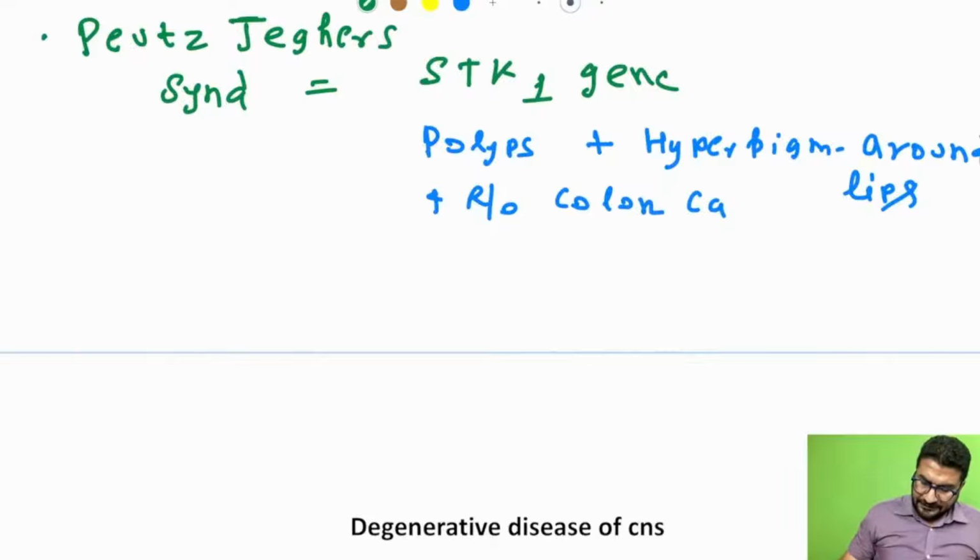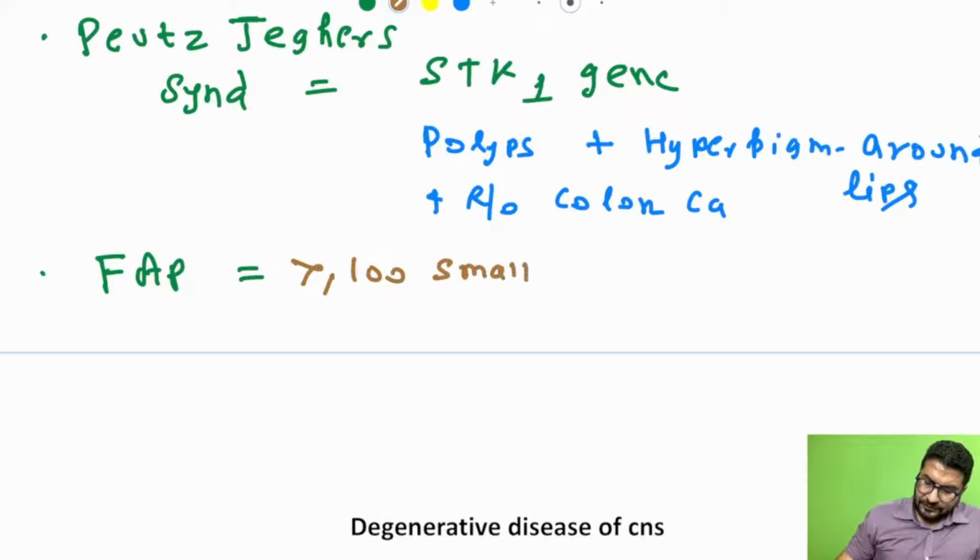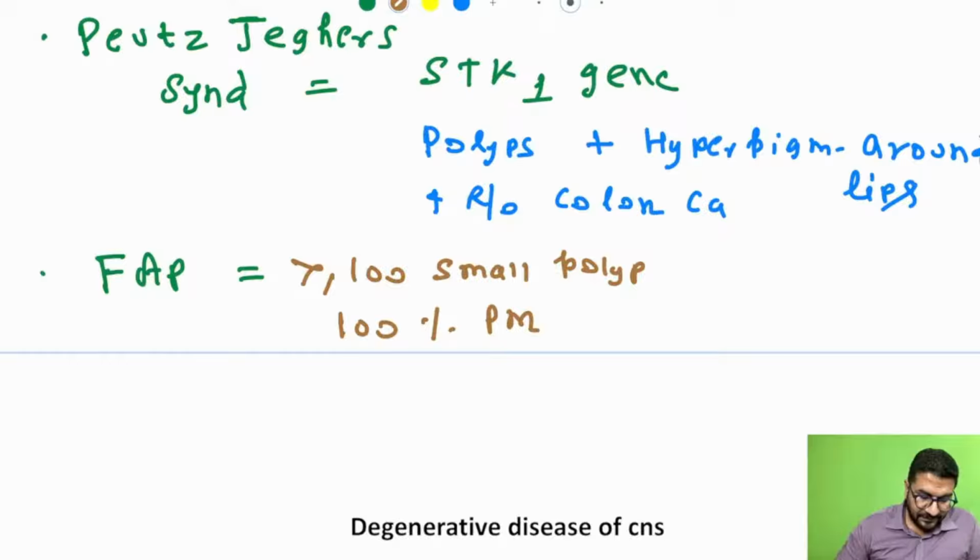Then next important condition which you have to remember is called FAP. FAP means familial adenomatous polyposis. अब इसको ध्यान से समझो, इससे क्वेश्चन कई सारे एग्जाम में पूछते हैं. So what you know about FAP? Understand this thing. Here you will notice patient will have more than 100 small polyps. 100 से भी ज़्यादा छोटी छोटी polyps होंगी. And these polyps are 100% pre-malignant, means they will definitely convert into cancer. Now try to understand this FAP occur due to APC gene defect.